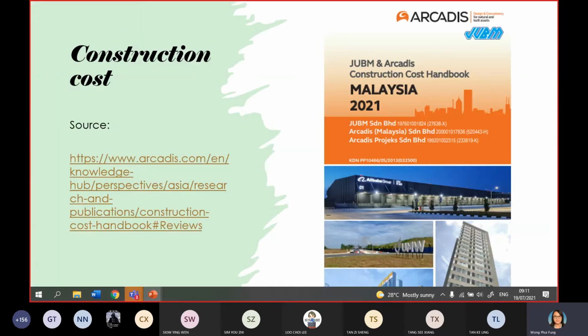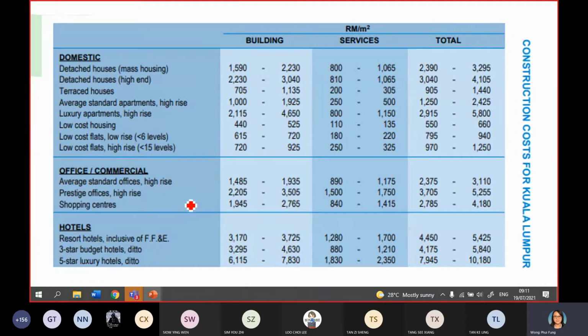Okay, so a very good source to get your construction cost is the published construction cost handbook. In Malaysia, one of the famous parties that always publishes the latest construction cost handbook is Arcadis. So you can click this link to get the cost handbook. Under the cost handbook, you can actually get the cost.